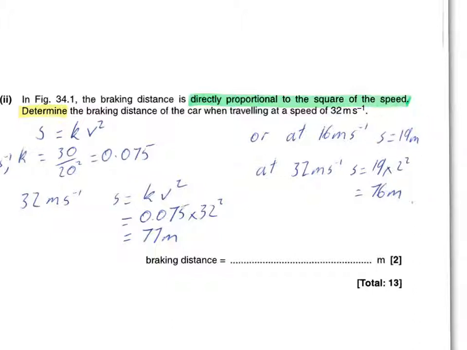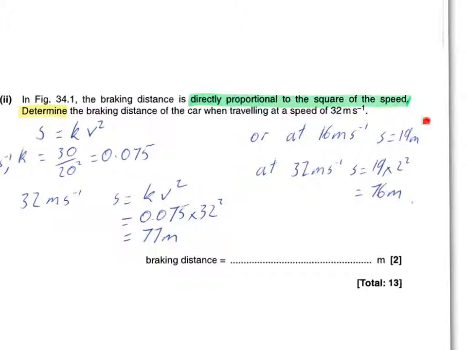So if I go to 32, because braking distance is proportional to the speed squared, I don't need to just double that. I need to multiply it by that factor 2 squared. So I get the displacement at double the speed will be 19 times 2 squared, otherwise times 4, which is 76 meters. That's the number in the mark scheme.